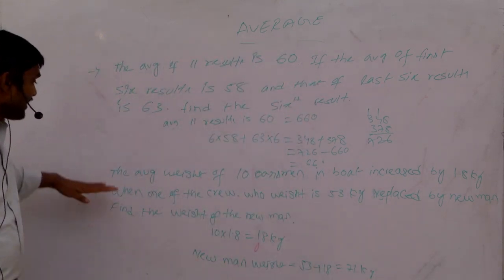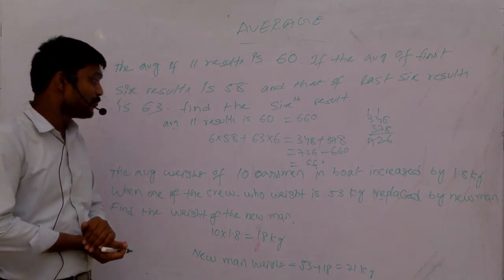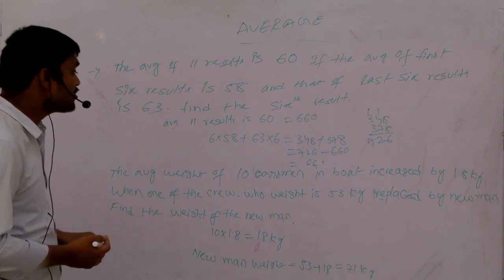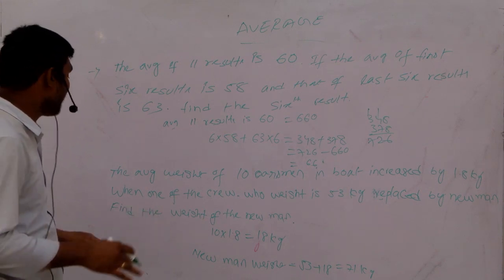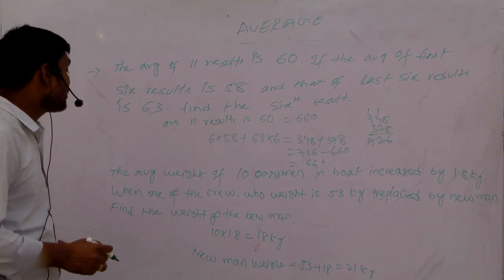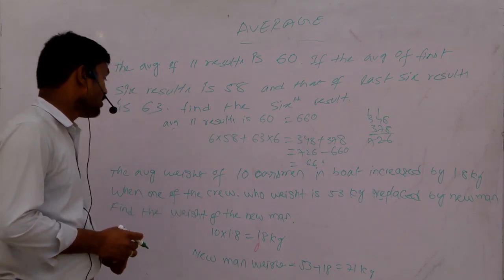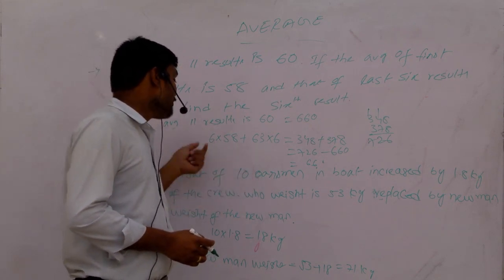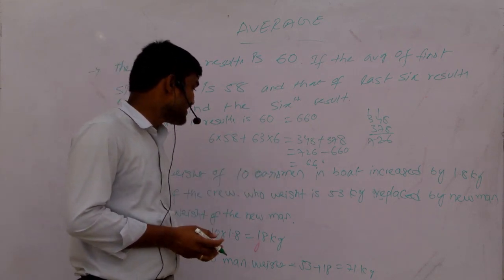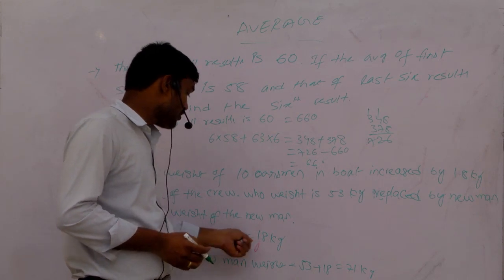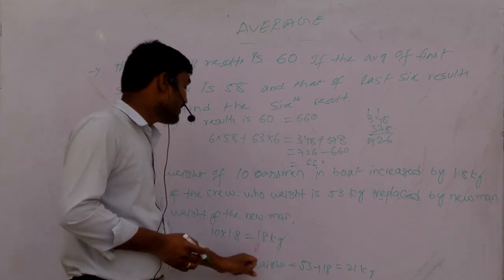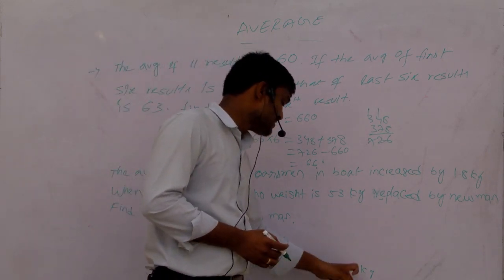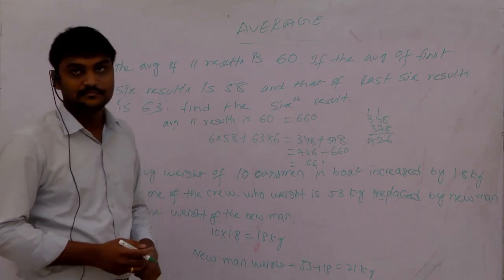Once again, the average weight of 10 oarsmen in a boat increased by 1.8 kg when one of the crew, whose weight is 53 kg, was replaced by a new man. Find the new man's weight. When the new man came, that's why 1.8 kg increased. So that's why 10 into 1.8, 18 kg. The new man's weight: 53 kg was replaced already, so 53 plus 18, 71 kg.